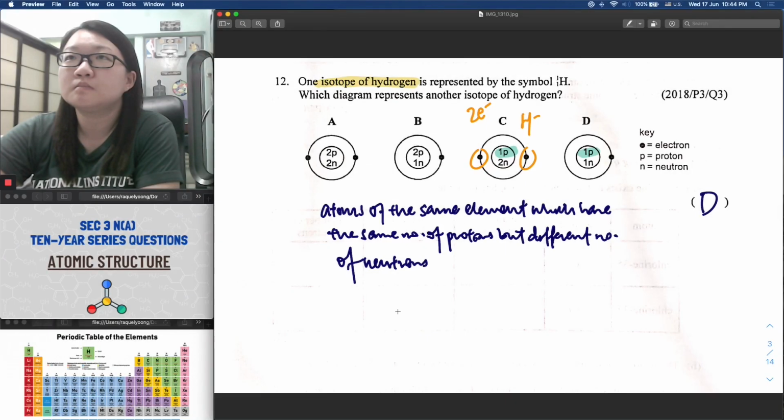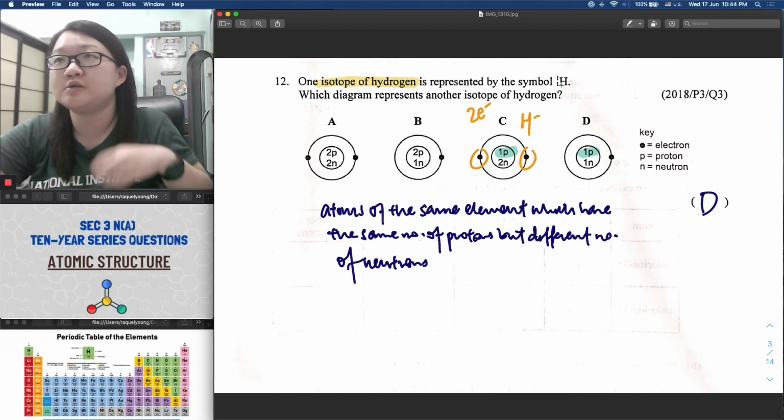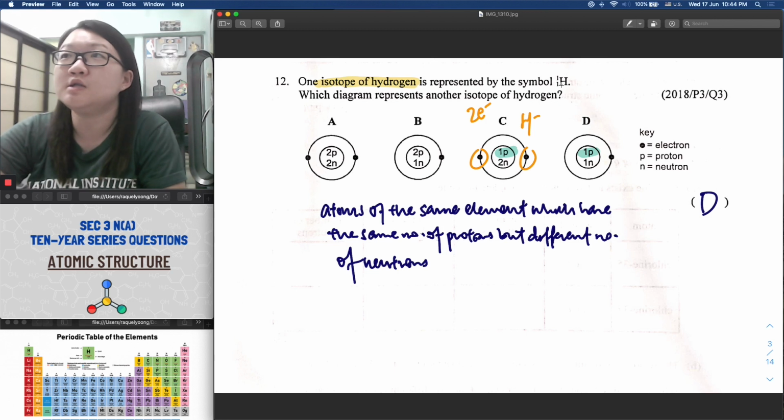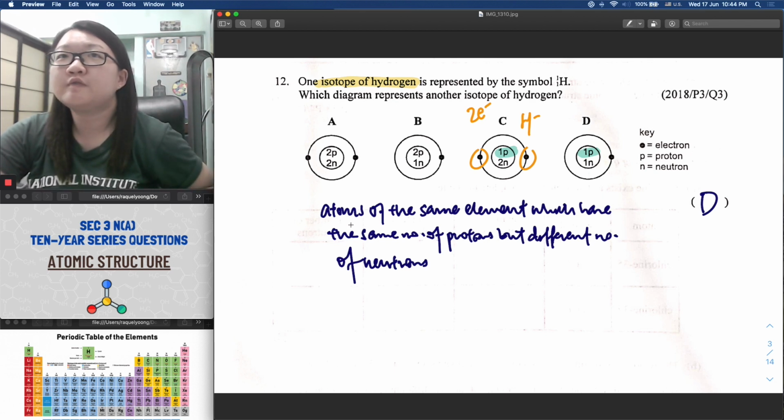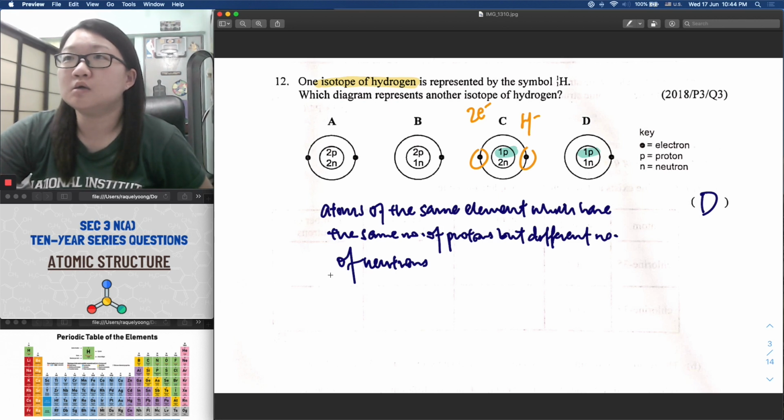Okay, last MCQ, question 12. This is exciting. Here they tell you one isotope of hydrogen is represented by the symbol shown. Basically this is the isotope of hydrogen that you see in your periodic table, right? The question asks you which diagram represents another isotope of hydrogen. So this question definitely you cannot run away, right? You definitely need to know the definition of what an isotope is.